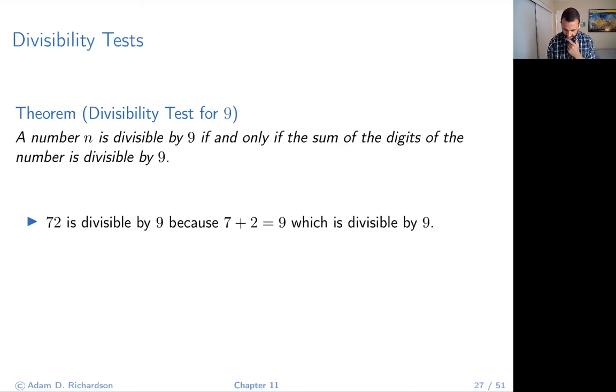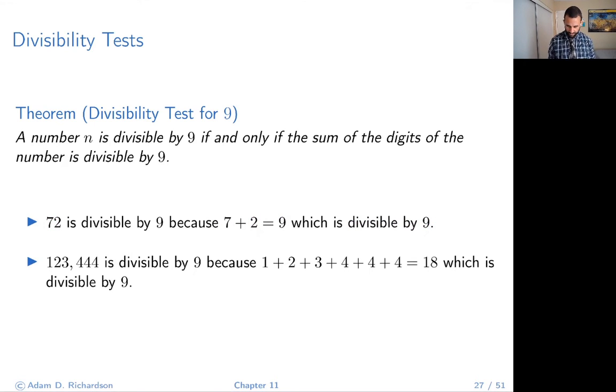Let's see, do I have examples here? Yeah, exactly. 72, that's divisible by 9 because if you add the 7 and the 2, you get 9, which is divisible by 9. Weird, huh? Or this one, the number 123,444, that's divisible by 9 because if you add all those digits up, you get 18. And 18 is a number that's divisible by 9. So that means that this is divisible by 9. What? How bizarre is that?